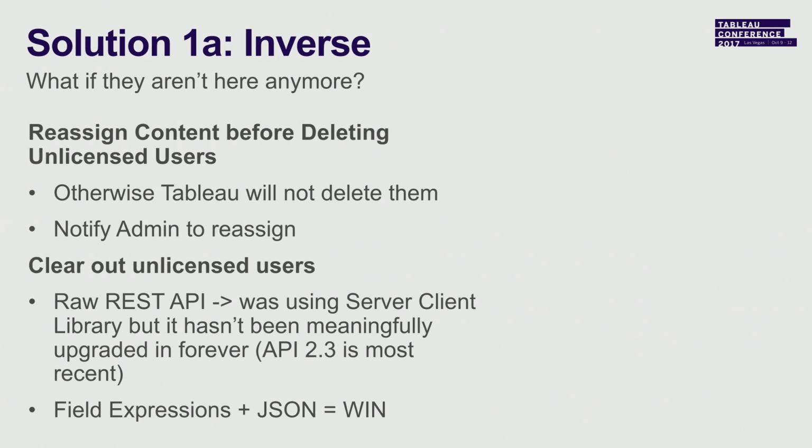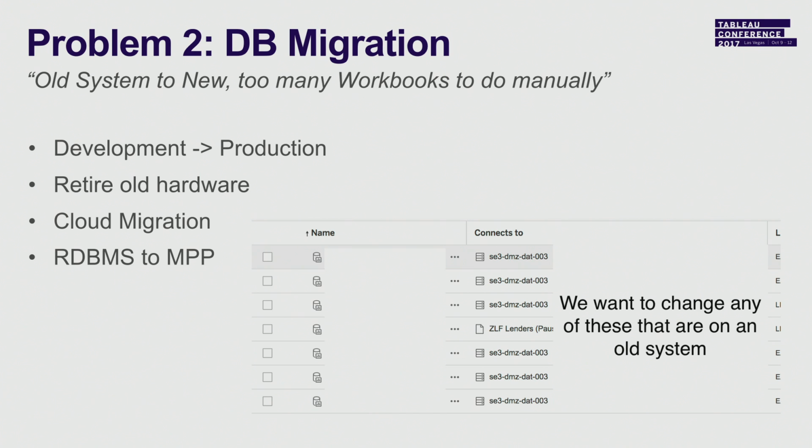The next one, and this is a problem I think a lot of people have around DB migration. So this, for us, was we were deprecating on-site content, moving to a new database, a new system in a different data center. This is the same problem going from development to production, retiring hardware, cloud migration, whatever. You're moving from SQL Server to Redshift, or Redshift to Azure, whatever. We have hundreds of workbooks that had multiple data connections, and it became an impossible task to go through and remap all of these.